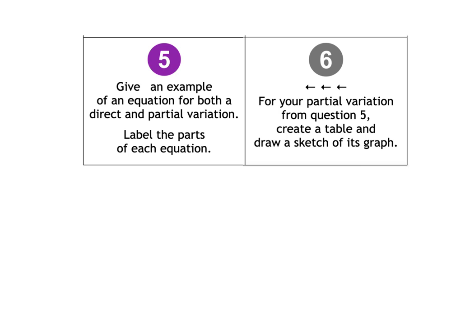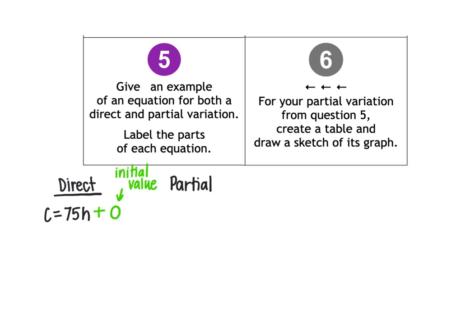Question number 5 asks us to give an example of an equation for both a direct and a partial variation, and then to label the parts of each equation. Let's begin with an example of a direct variation. Let's look at the equation C equals 75H. This is an example of a direct variation because there is no initial value listed. The initial value would be 0, which is exactly what a direct variation means.